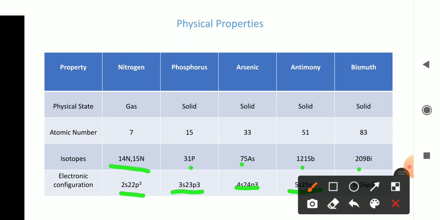What are the things we have discussed here? Physical state. The only gas of group 15 elements is nitrogen. The remaining elements are solids. Then atomic numbers we know: 7, 15, 33, 51 and 83. And isotopes also we have seen. Only nitrogen has 2 isotopes. Remaining elements possess 1 isotope. Then electronic configuration. The general electronic configuration is ns2 np3.